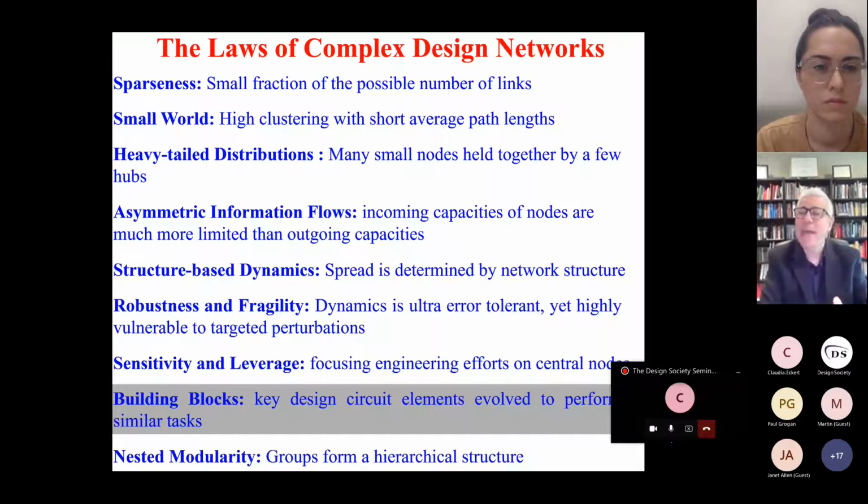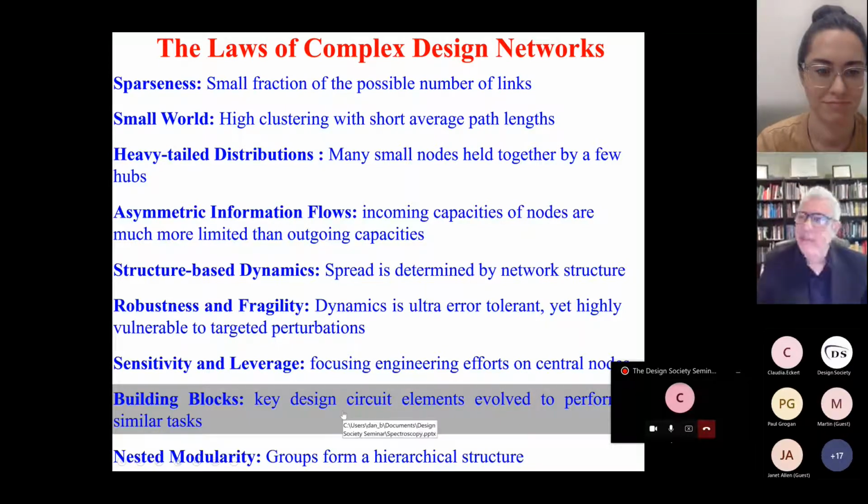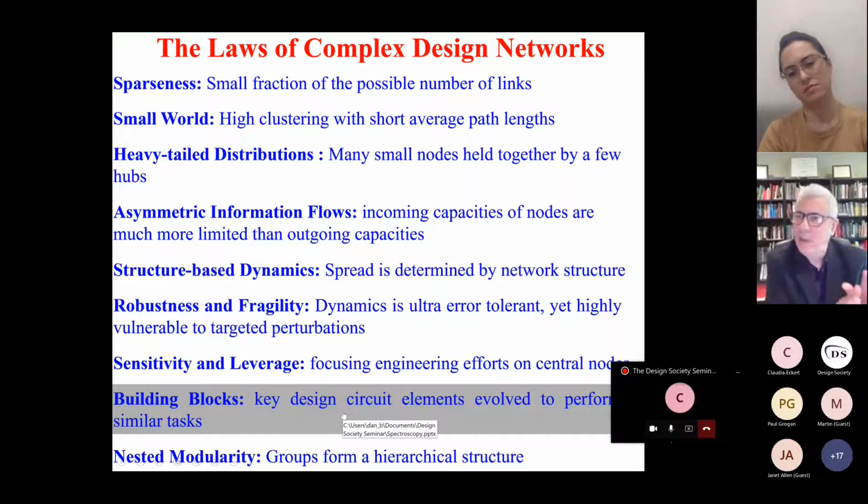sensitivity. And now we come to the focus of what I wanted to show you today. And I hope you are buckled up, because those are quite startling results, and I don't have an explanation for it. So you'll have to help me. So this is the idea of building blocks in any design networks. So the idea is that any design networks have some key design circuit elements that evolved over time to perform particular tasks.